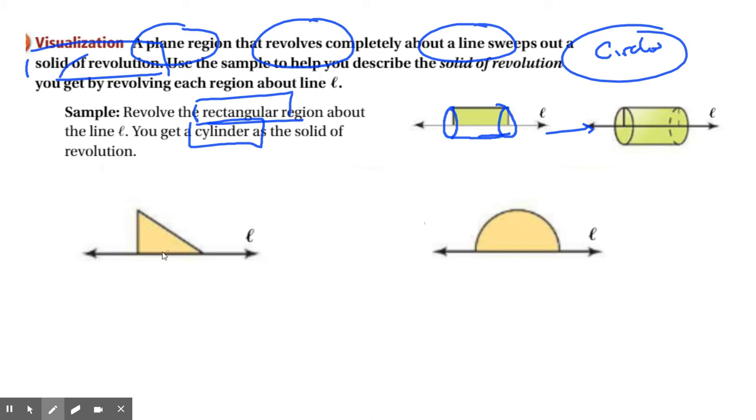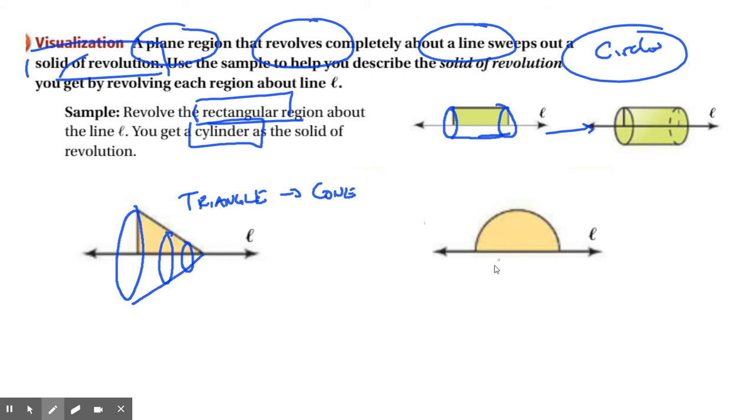Now, what about this triangle? Well, this point right here is going to rotate down and back up. But this point will stay here, but all these points will rotate like this and like this. And if you connect them all, you get the cone. So when you have a triangular plane region, you're going to get a cone.